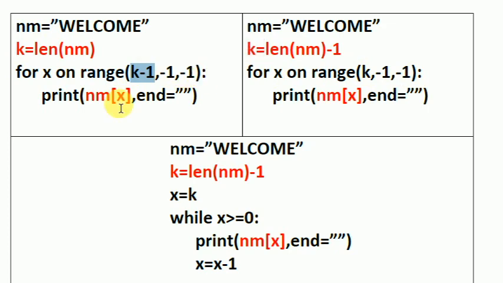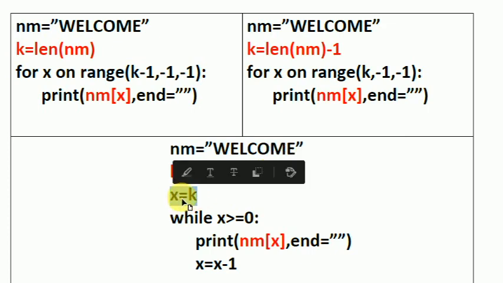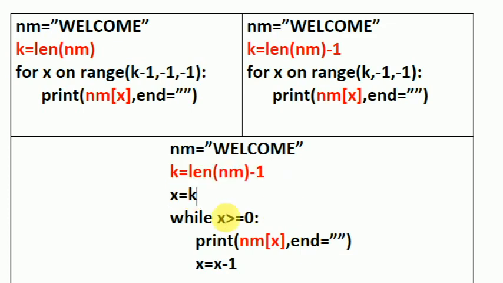Nm of x is the same. In the case of while also, I have written it the same way. Nm equals welcome, k equals length of nm minus 1. That means starting at 6. Then I initialize that value inside x. Now x is holding the value 6. So I put x greater than or equal to 0, nm of x, and x equals x minus 1, in a decreasing order. Let us understand the concept practically.